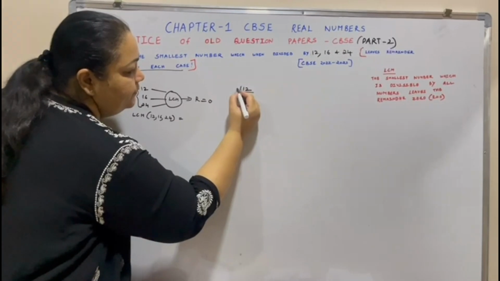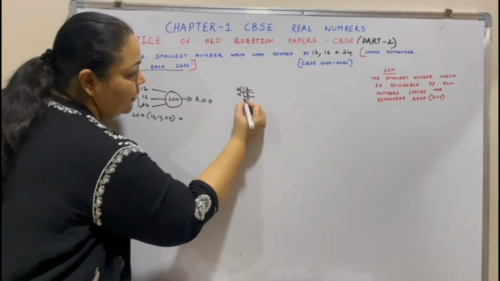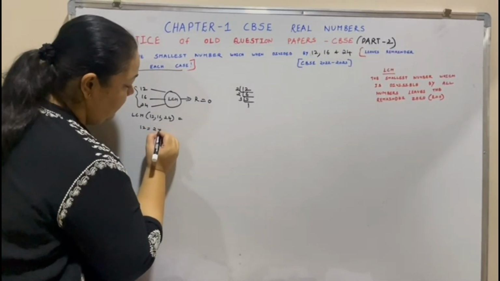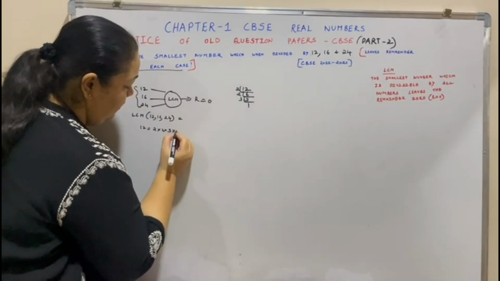So for 12, 2 6s are 12, 2 3s are 6, 3 1s are 3. So for 12 the prime factorization is 2 into 2 into 3 into 1.